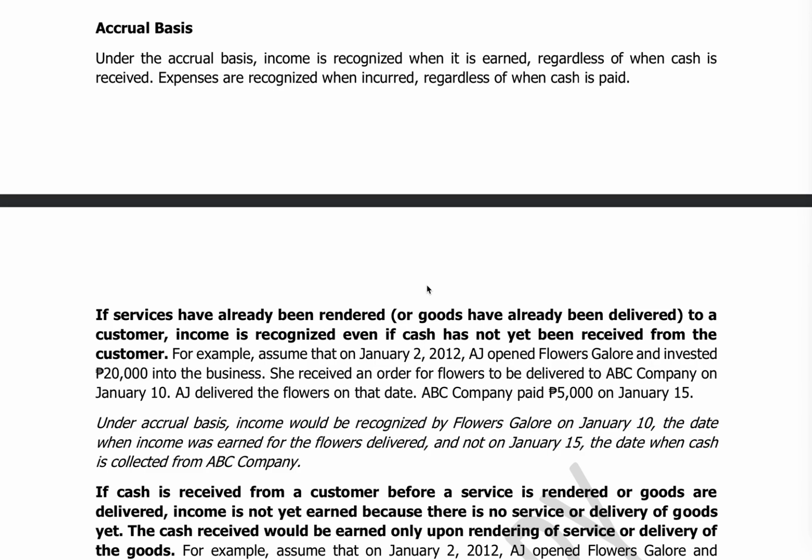And again, when you say earned, it is when the goods are sold or delivered and when the services are rendered. Now, pag expenses naman, expenses are recognized when incurred or kailan mo nagamit yung expense o talagang nagastos. Hindi kung kailan mo nabayaran. Expenses are recognized when incurred regardless when the cash is paid. So, hindi ka mag-recognize na expense kung kailan mo binayaran, pero kung kailan mo talaga nagamit o nagastos. Okay? Now, let's go to the examples.